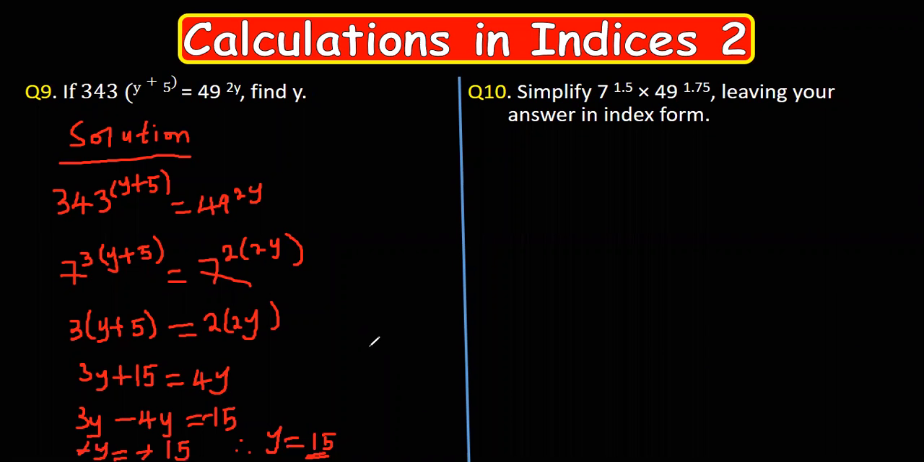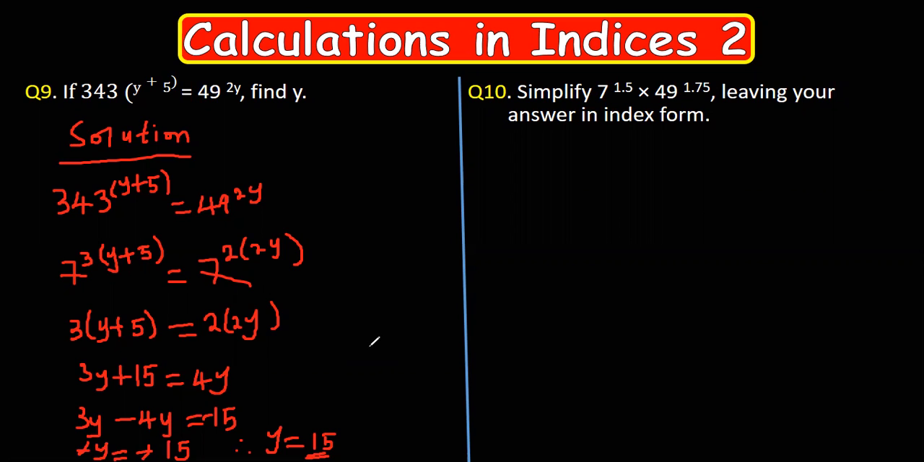Okay. I hope you are learning something. Let's move to the last question, question 10. Simplify 7 raised to the power of 1.5, a decimal index, multiplied by 49 raised to the power of 1.75, that is another decimal index. So we are going to tackle these and solve the problem.